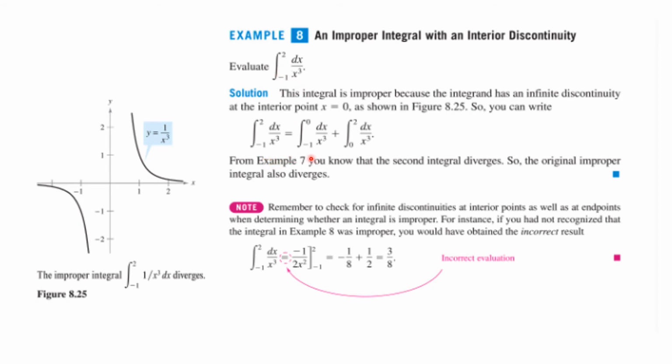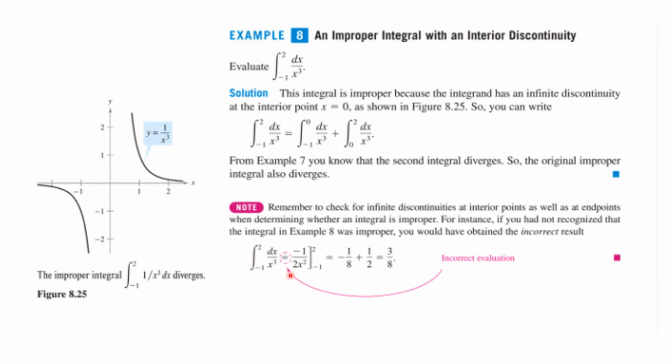And so you can go from minus 1 to 0 of the integrand, plus the integral from 0 to 2 of the integrand. Now, you know that the second integral diverges because we've done that before. And so the original improper integral also diverges. And you see, if you're doing a problem, and I'm not going to say this is an improper integral, be careful and evaluate. I'm just going to be giving you a bunch of integrals to do, and I might give you this.